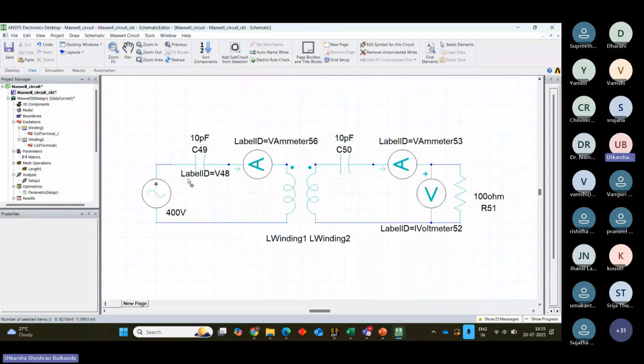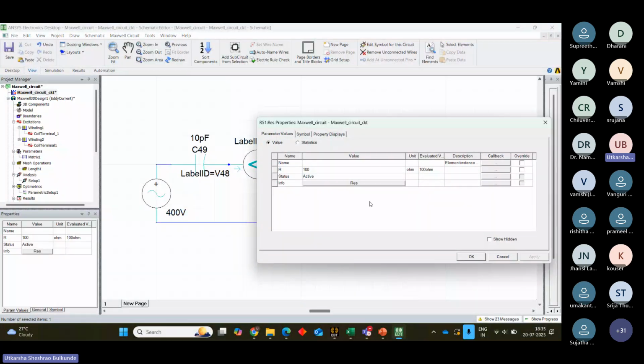Fine. And depending on the power output you want, you can select the output resistor value, means load value, sorry. So depending on how much power you want, you can select your load value. I'm keeping it as 30 ohm.